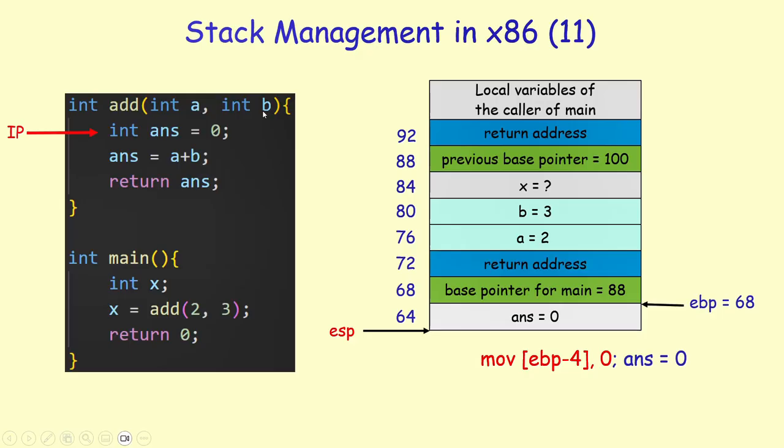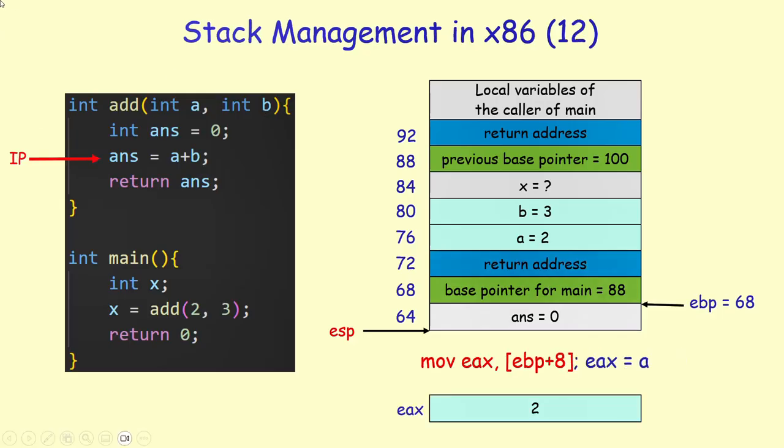And that's what we do next. Now we need to move into the computation of A plus B. So we need to retrieve the value of A, store it in a register, and that's what we are doing in this instruction. Move EAX from this memory location. So go to the memory location EBP plus 8, so 68 plus 8, that would be 76, and that will be the first parameter A. So bring that value and put it into the register EAX. So I'm bringing that value 2 and putting it into EAX.